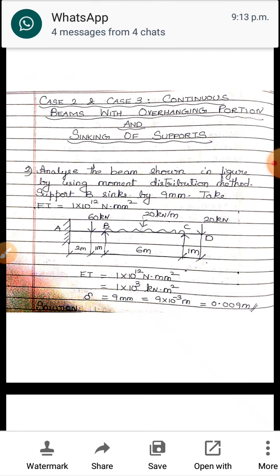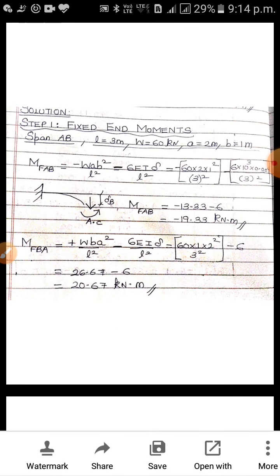Again, del equal to 9 mm. That is the sinking of support. Support B sinks by 9 mm. So convert that into meters. So 9 into 10 power minus 3 meters or 0.009 meters. So this was the first thing. The given data, sinking is included. EI is converted to kilonewton meter square. Sinking is converted into meter. And then solution. So first is fixed end moments.